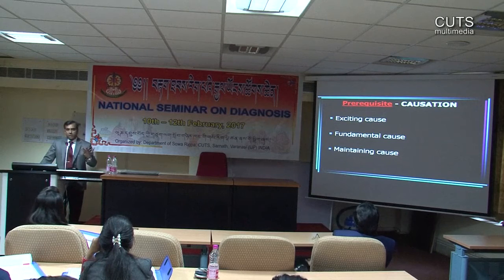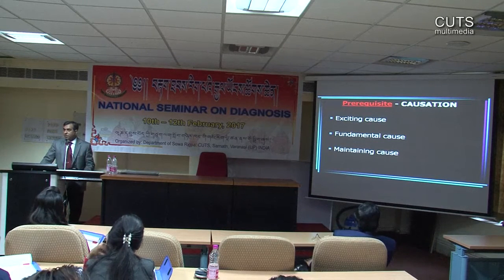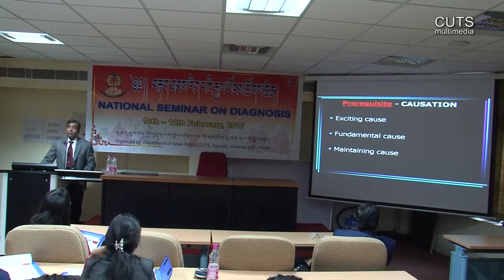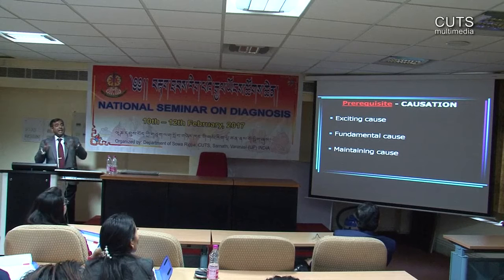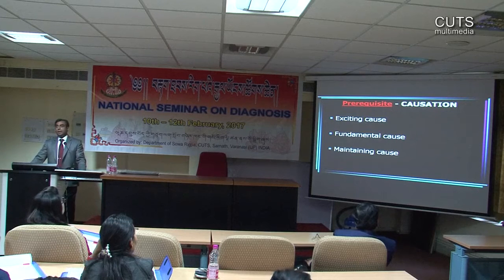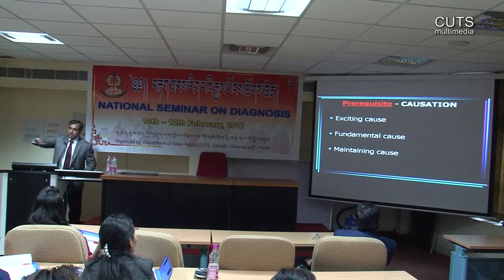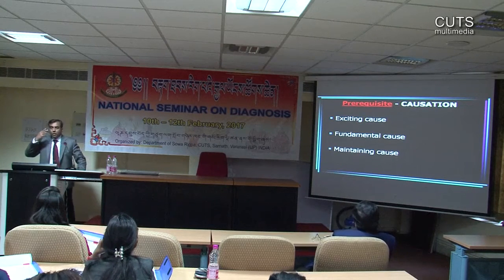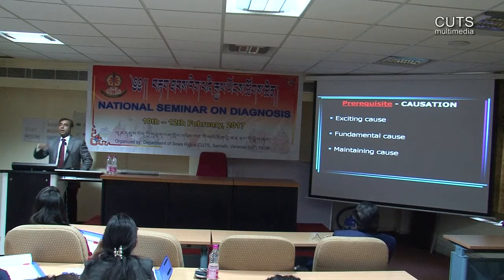There are three causations in homeopathy. Exciting cause, which excites a disease and causes acute disease. Then there is fundamental cause or miasm. Miasms are the dynamic cause of the disease. There are basically three types. And then there is maintaining cause, which maintains a disease. A person is having cough and he is smoking. So the cough is the disease and smoking is the maintaining cause, which is maintaining the disease.